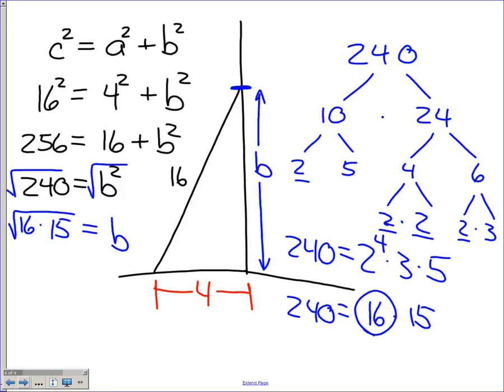Now then, we can take these, because it's a multiplication, and separate it as the square root of 16 times the square root of 15. And the square root of 16 comes out as a 4. 4 times the square root of 15 is equal to b. And that is the exact height of that ladder up on the wall. And anytime it asks for exact values, this is what we want to use.